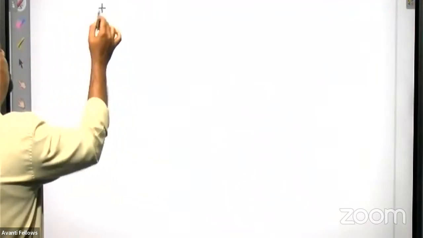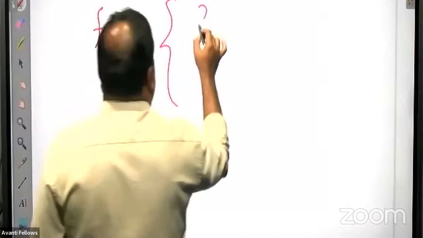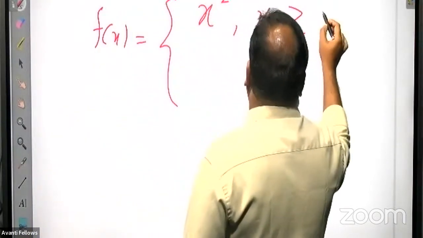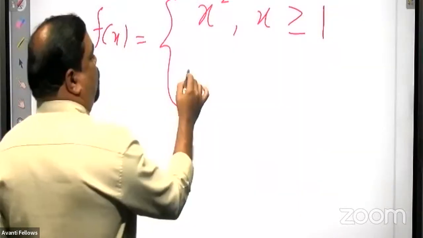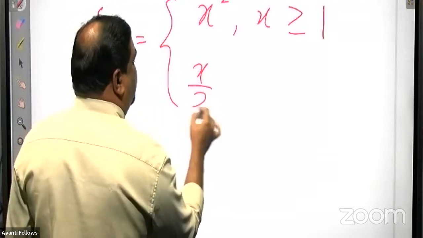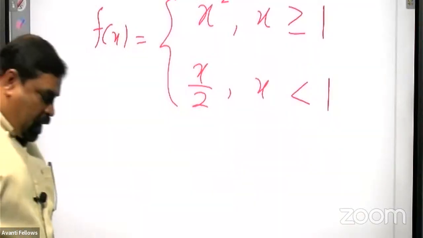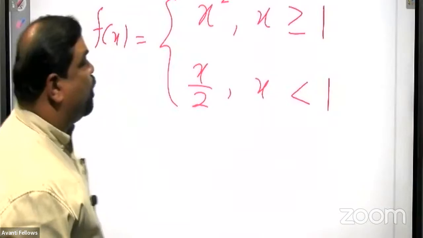Okay, let us take another example. f of x equal to x square if x is greater than or equal to 1, and x by 2 if x is less than 1. So let us check the continuity of this function at the point 1.